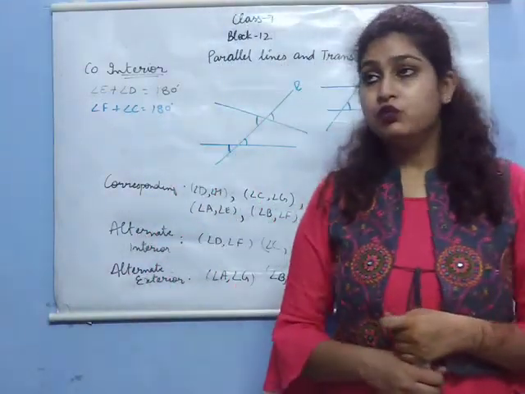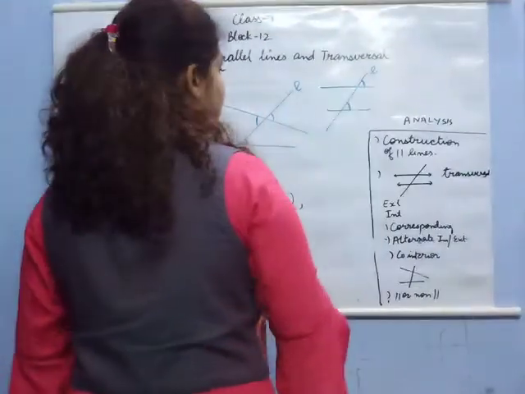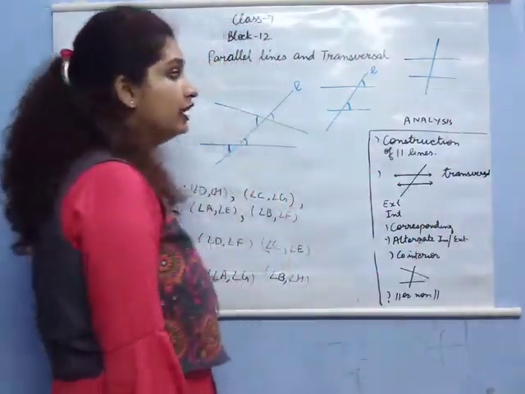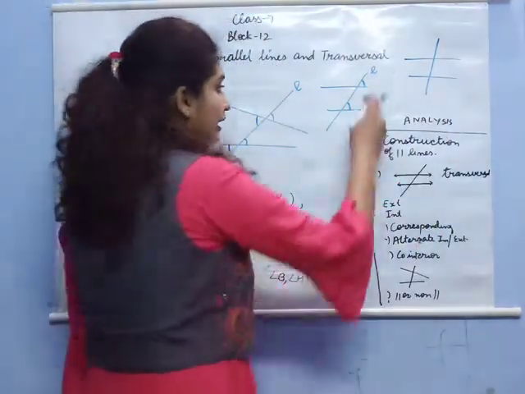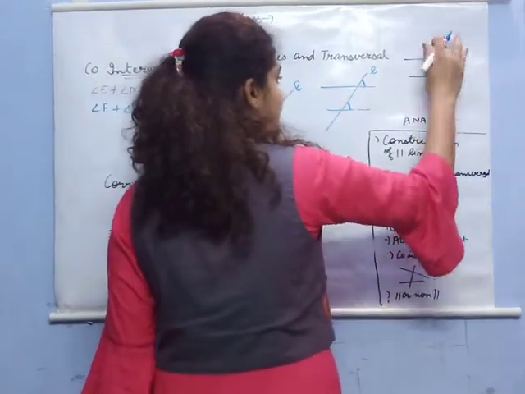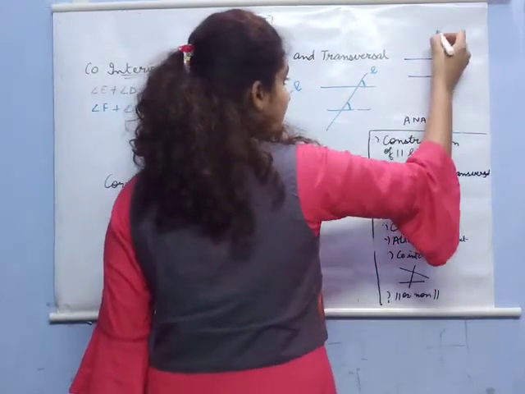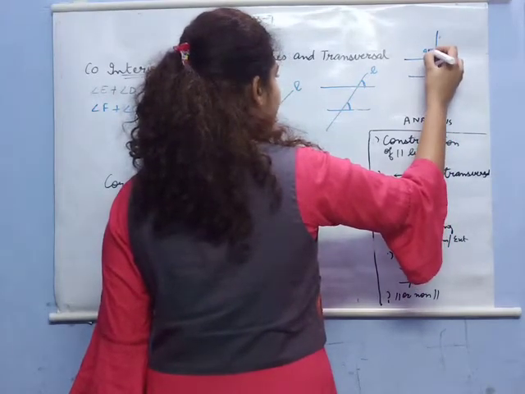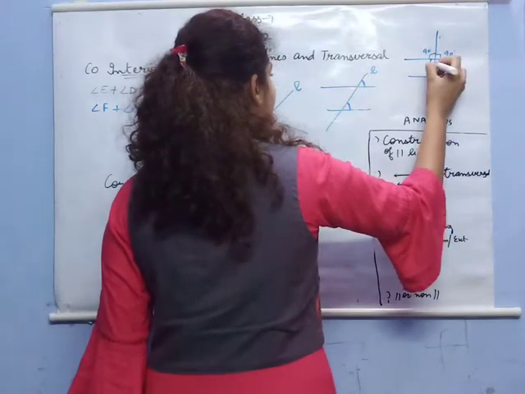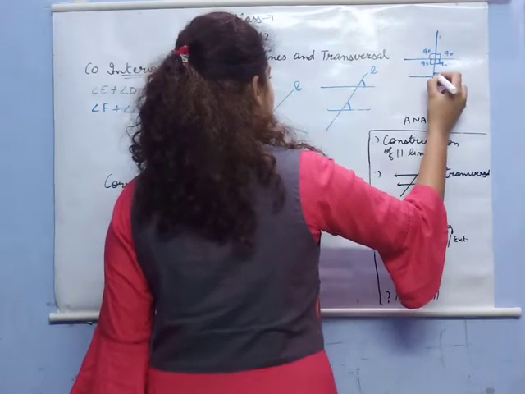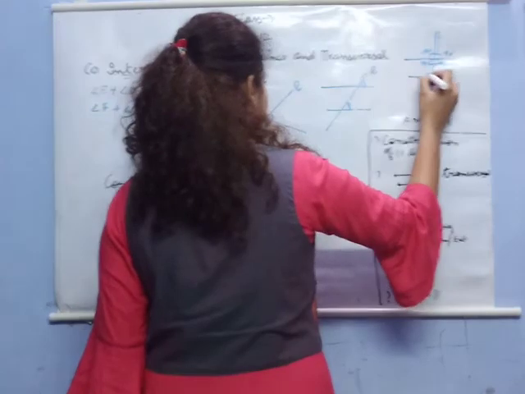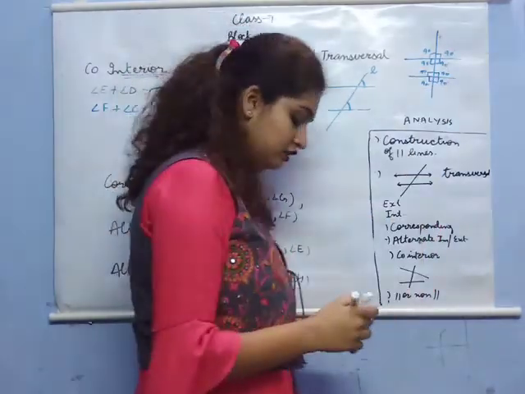Right? What if the transversal crosses the line at 90 degrees? A transversal can cross the line at any angle. If I make a straight line, all the angles are 90 degrees. All the 8 angles are similarly 90 degrees in measure. Right? So that's all for today.